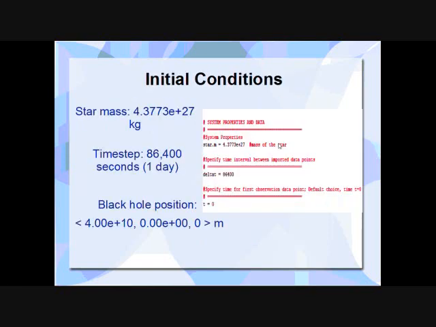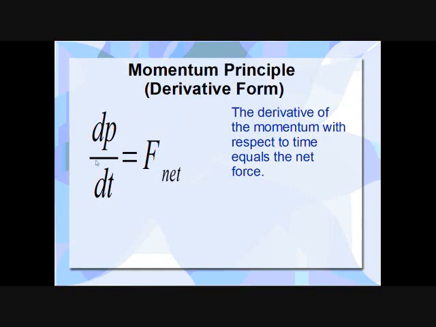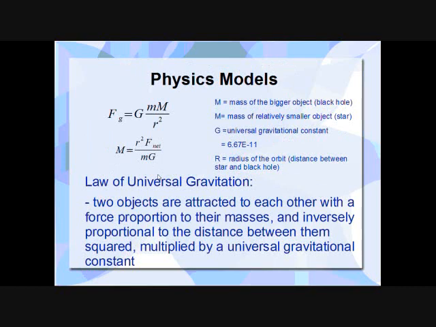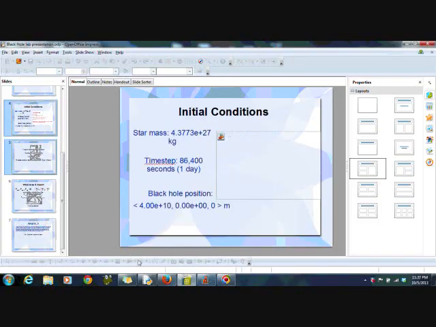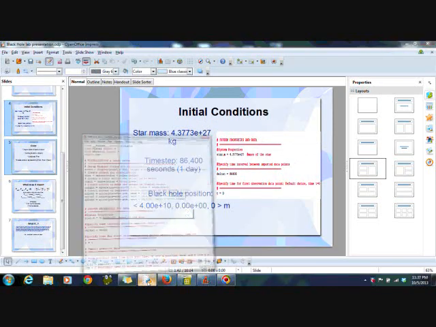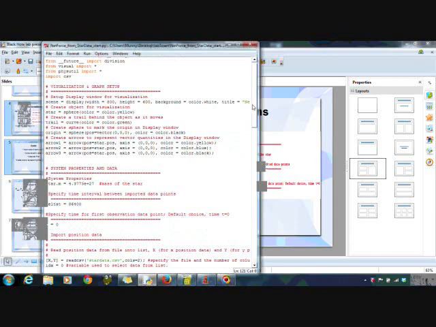This formula was used in the code as a means of deriving F net from dp dt. F net would then be part of the formula to obtain the mass of the black hole. The initial conditions included the mass of the star, 4.3773 times 10 to the 27 kilograms, the time step, or delta t, 86,400 seconds, or 1 day, and the position of the black hole at 4 times 10 to the 10, 0, 0 meters. And the motion of the black hole was assumed to be stationary without any change in its position. This data was input into the code at the beginning.